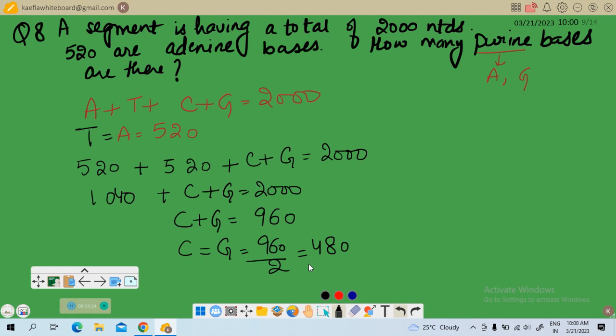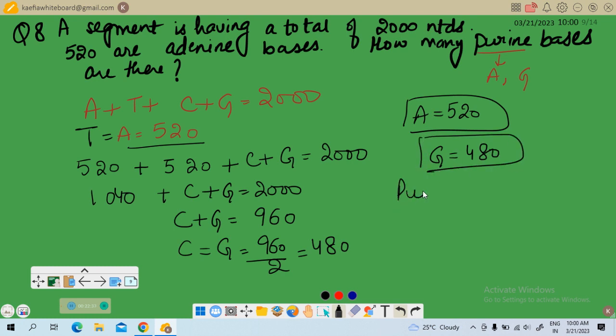So here A and G we need to find out, right? A is given, this is 520, and G comes out to be 480. So total purine bases will be A plus G, 520 plus 480, which comes out to be 1000 purine bases.